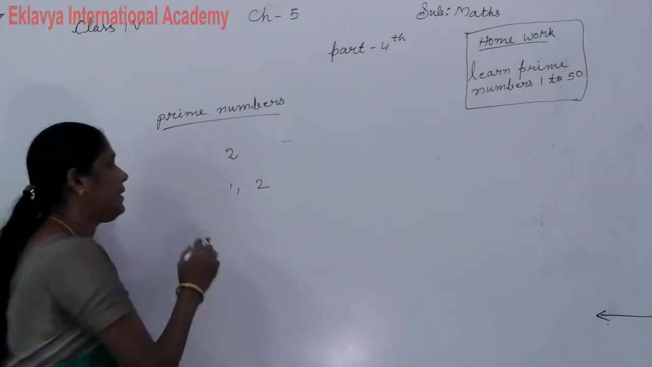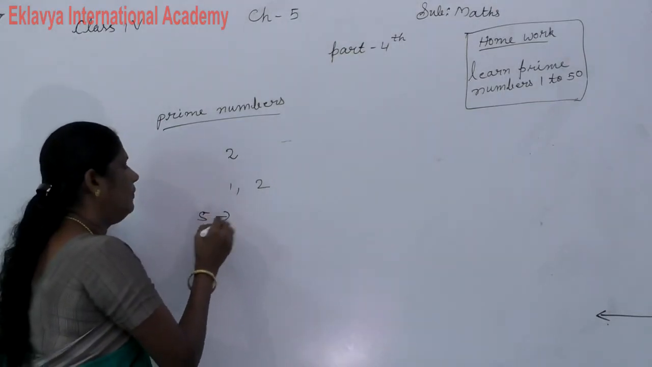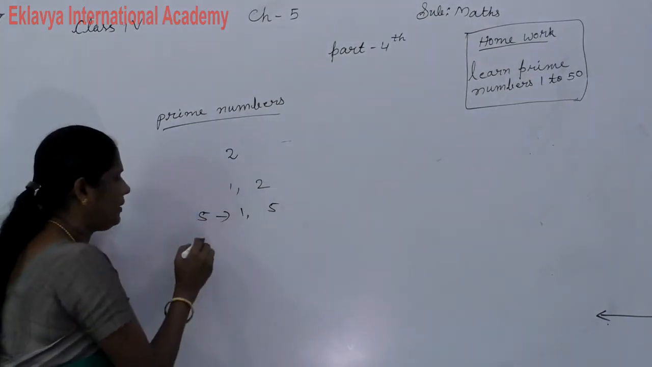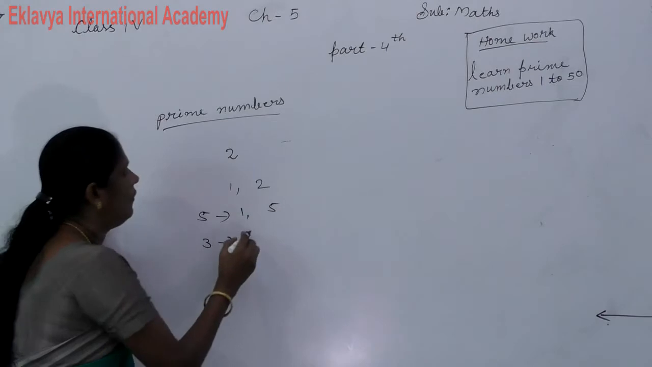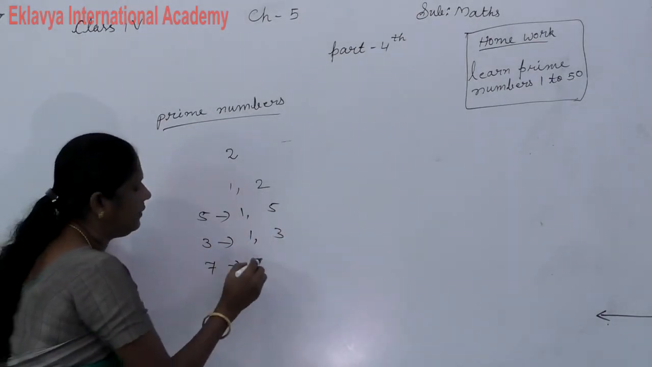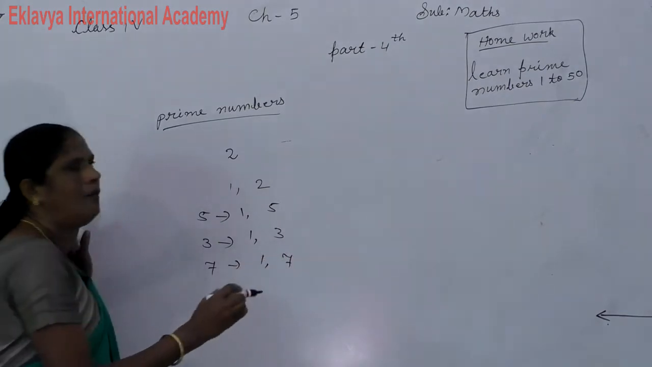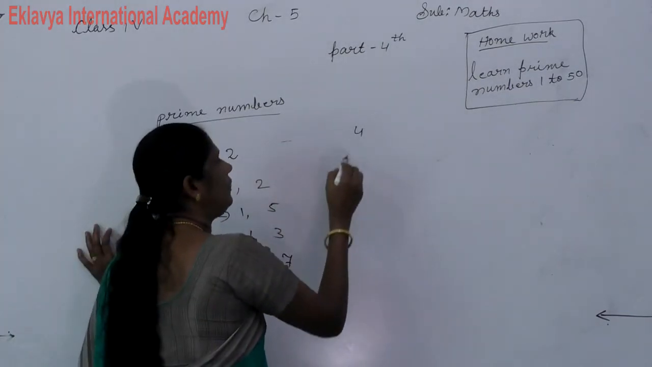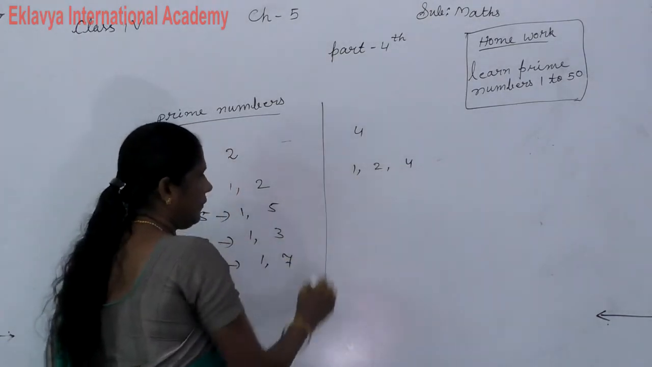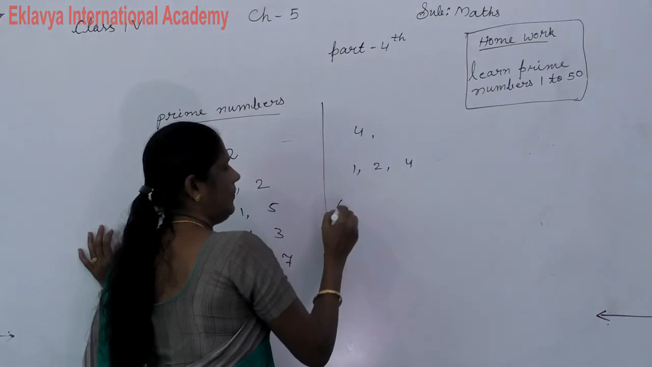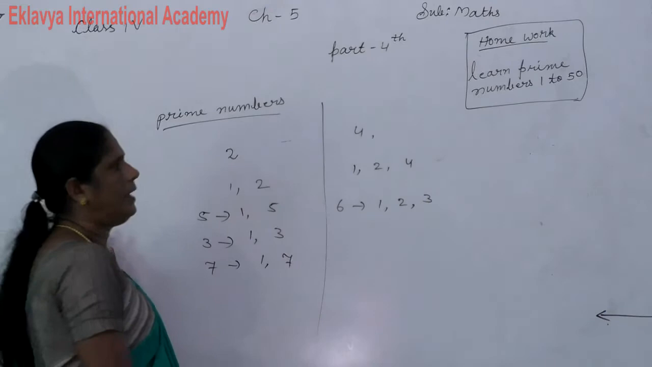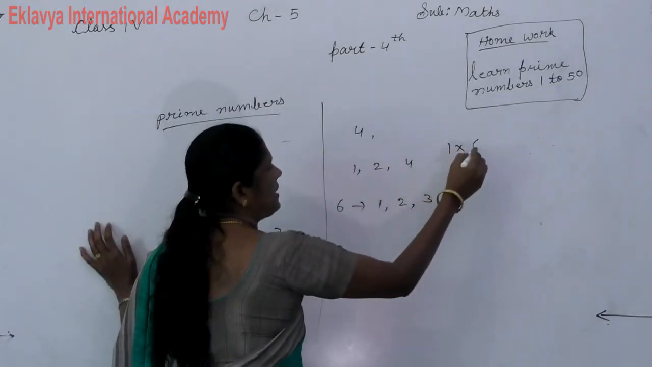Then what are the factors of 5? 1 and 5. What are the factors of 3? 1 and 3. What are the factors of 7? 1 and 7. What are the factors of 4? 1, 2, 4. What are the factors of 6? 1, 2, 3. That is 1 multiply 6.